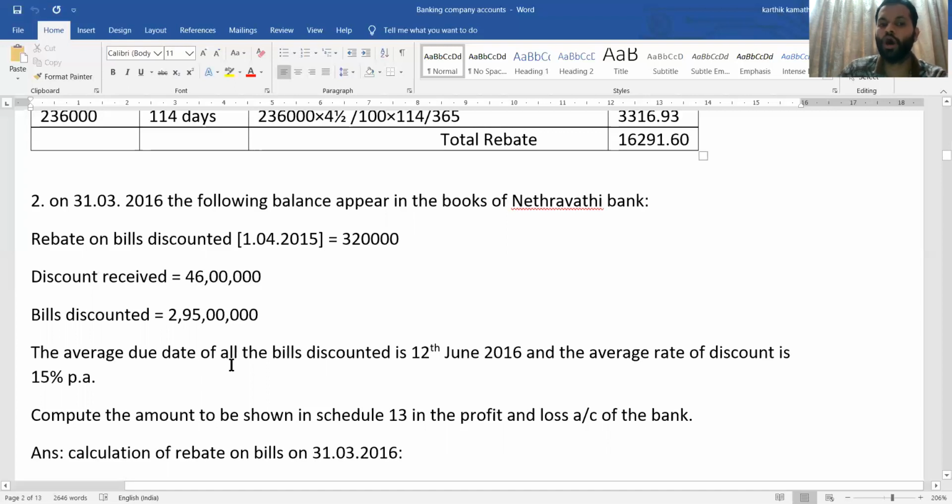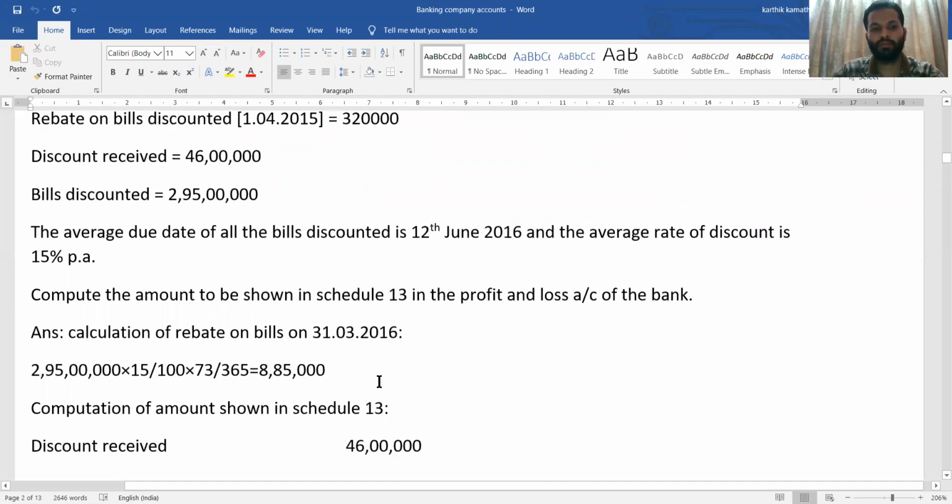The average due date for all the bills discounted is 12th June 2016. Since we know the total bills discounted, there is no need to calculate the number of days for each and every bill because it is directly given. So here directly 12th June. So the number of days you need to calculate only once, and the average rate of discount is also mentioned, that is 15% per annum. Compute the amount to be shown in schedule number 13 in the profit and loss account of the bank. So now the first thing, adjustment, calculation of rebate on bills discounted.